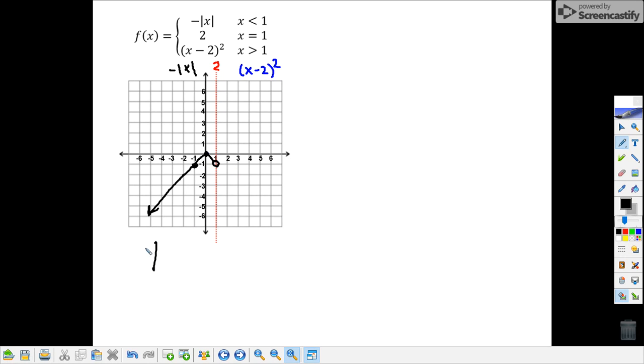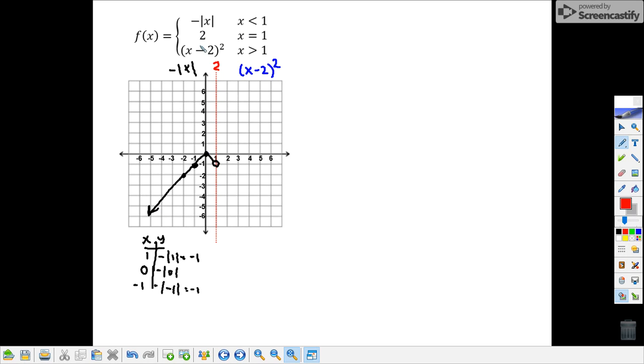Now, if you can't remember your parent functions or it's confusing in piecewise, what I always suggest to students is first plug in 1, because that's where this line is. Well, you'd have negative absolute value of 1, which is negative 1. And then I could just plug in a few other values to the left. So I might try 0. Well, negative absolute value of 0 is 0. I could do negative 1. Negative absolute value of negative 1 is still negative 1. And then I could keep going if I wanted. That gives me enough that I can see the V.